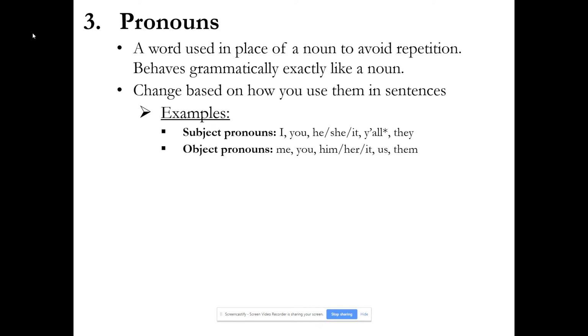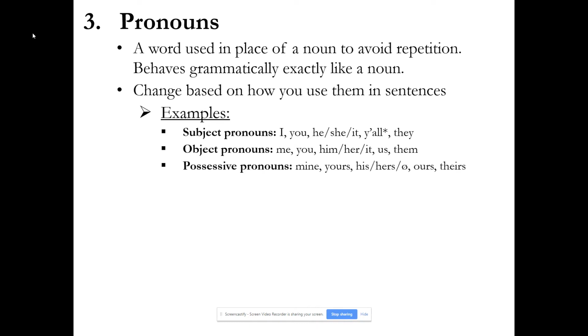Alrighty. Object pronouns are me, you, him, her, it, us, and them. If you're in the object position of a sentence, where the verb is acting upon this particular object, then you would use these. I would say, I gave the book to her, or I could say, she gave the book to me. But if I try to say, I gave the book to she, that sounds wrong. It doesn't sound right. It makes people cringe.